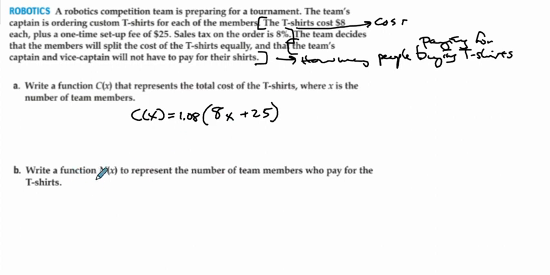And then part B says write a function to represent the number of team members who pay for the t-shirts. Well, it's not the same number of people who are getting shirts. There are 2 less because it says the team's captain and vice captain. So captain, vice captain, that's 2. So it's 2 fewer people. If x is the total number of team members, then you're going to take 2 away from that, and this is your second function. So it's pretty simple the way they have it broken down for you. It's not complicated.